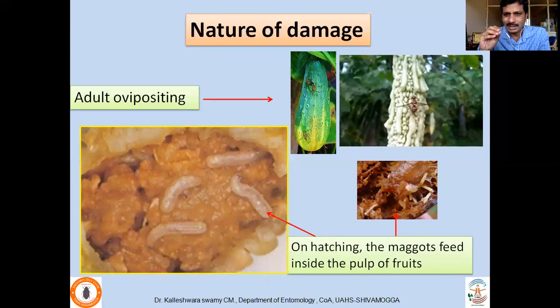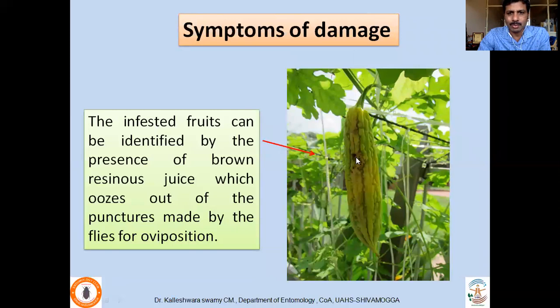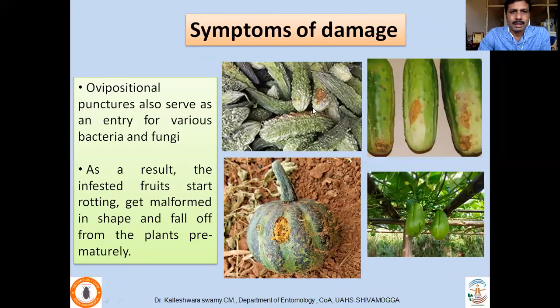If they hatch successfully inside the fruit, the maggots develop inside and start feeding, especially on the pulp, and the fruits start decaying. You can see here the ovipositional puncture, through which the brown viscous fluid is coming out in case of bitter gourd, and it may be any other cucurbit as well. The ovipositional puncture may also lead to entry of bacteria and fungi, and once they enter the fruits completely, fruit rotting occurs, and sometimes the fruits may get malformed, and once the rotting occurs, they may fall off prematurely.